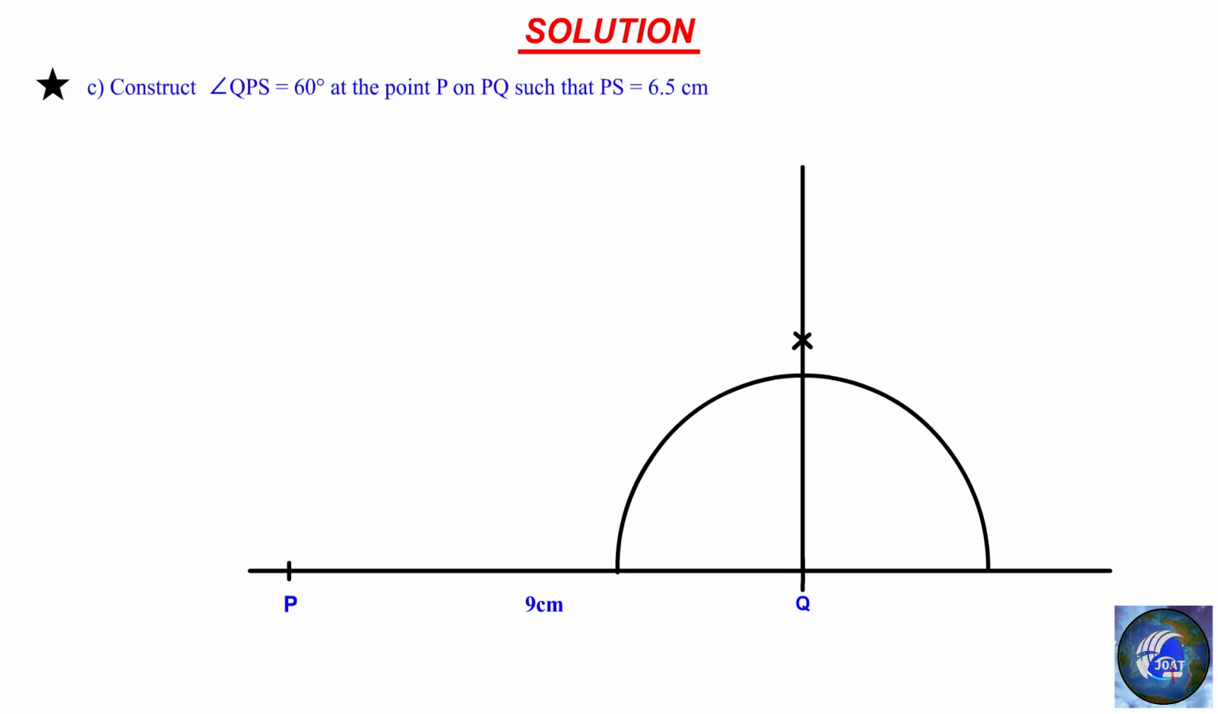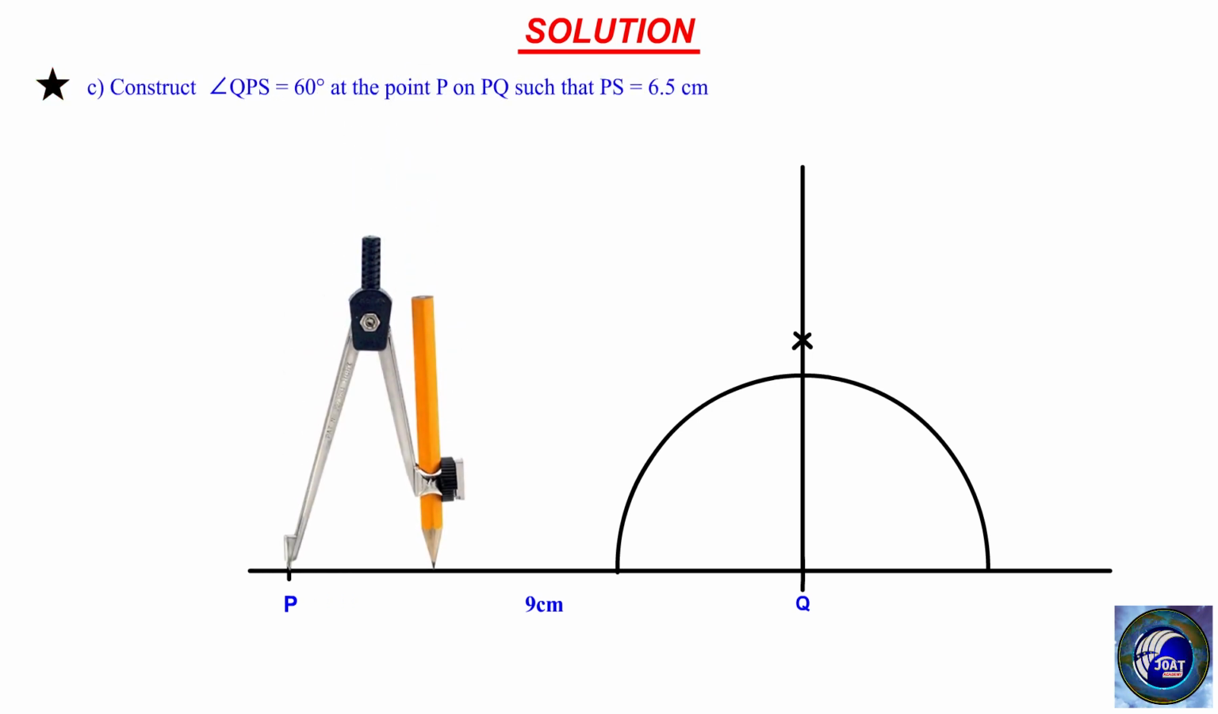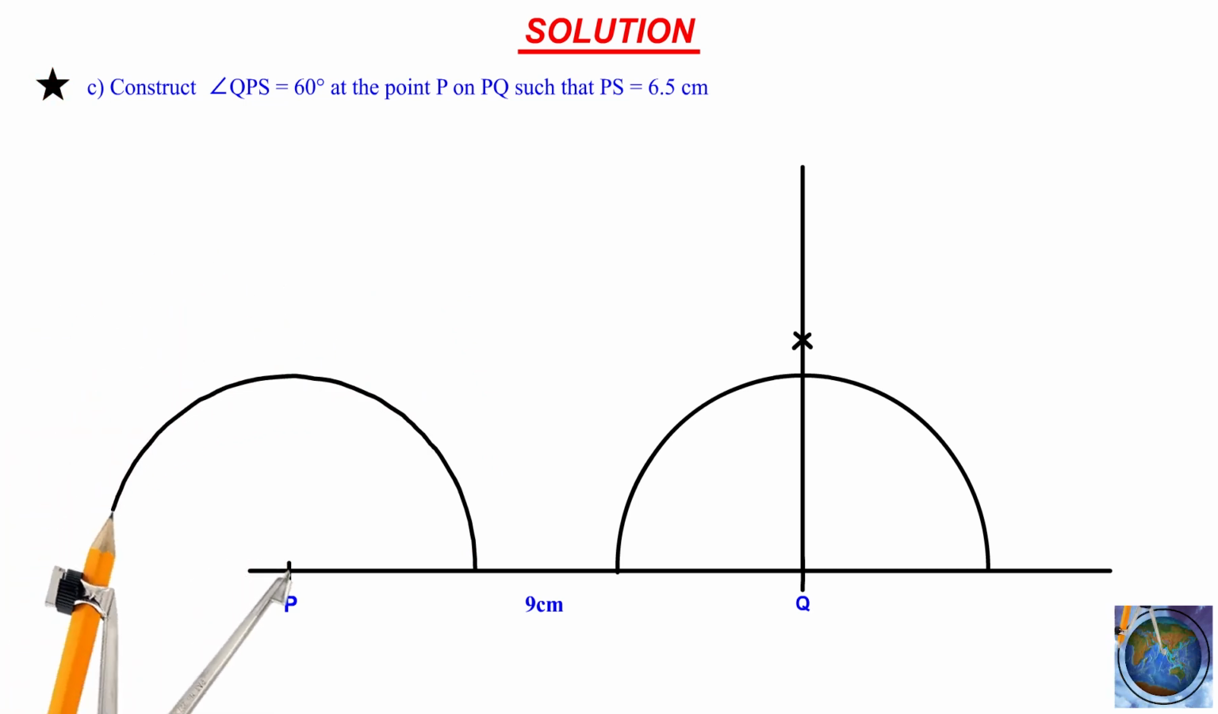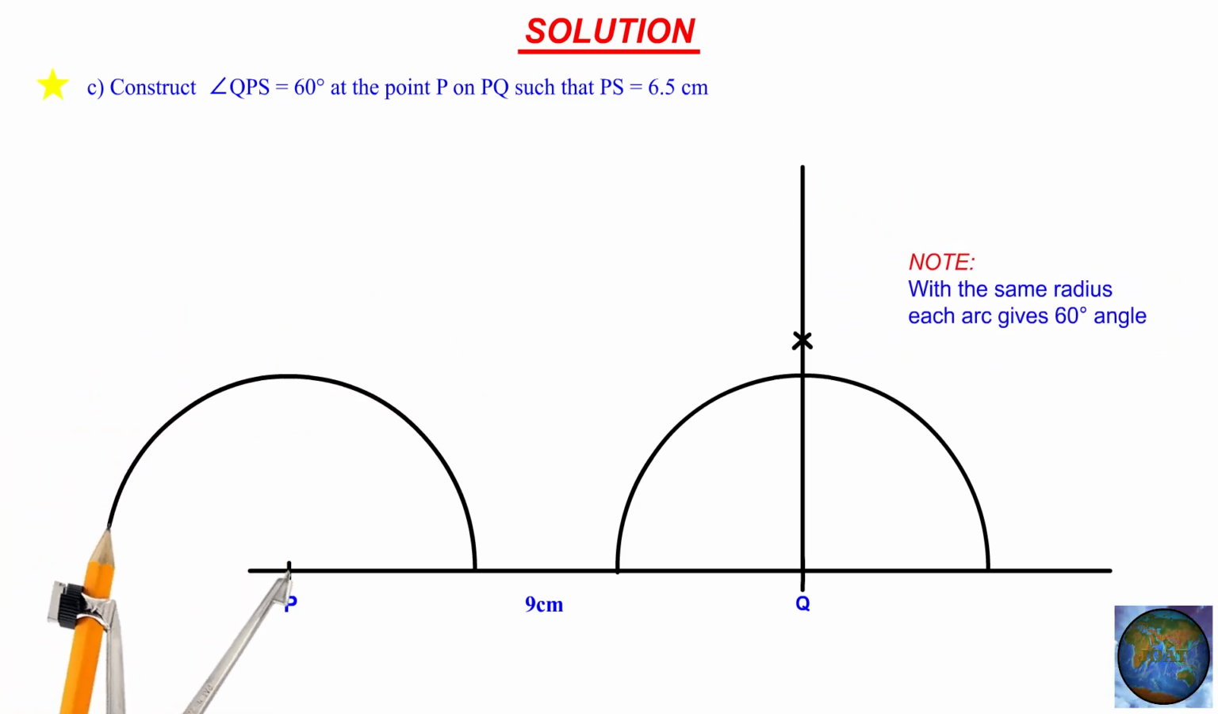Construct angle QPS equals 60 degrees. This means constructing a 60 degrees angle at P. Place the compass at point P and open it to any convenient radius to draw an arc that intersects the line PQ. Using the same radius, draw an arc on the already drawn arc to create a 60-degree angle.